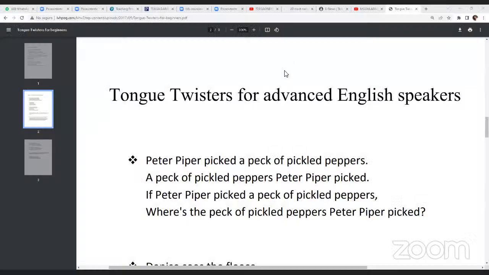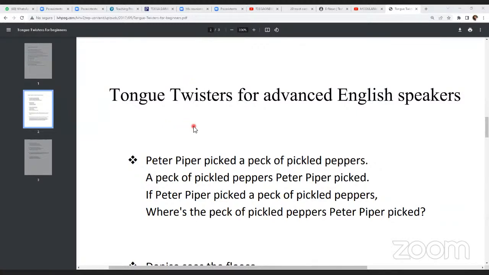So now we're going to do a tongue twister. This is an advanced one. You know the point of the tongue twister is that you have to do it fast, as fast as possible. Can you see my screen? Tongue twister for advanced English speakers.